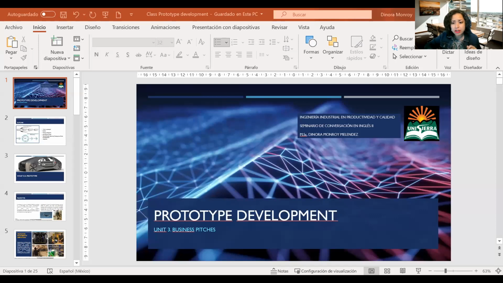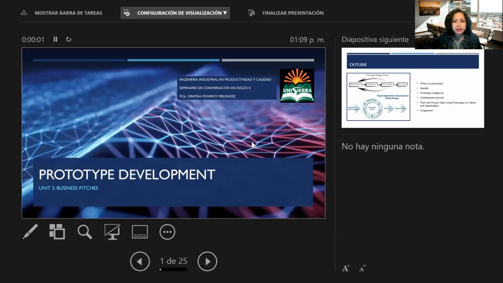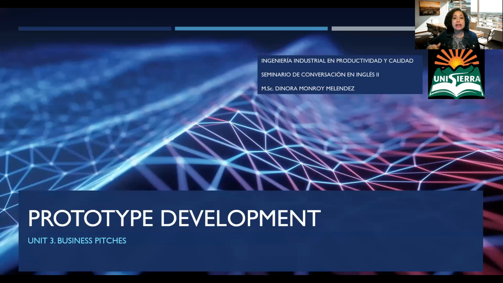For that, we're going to use a PowerPoint presentation, the usual way to go in these classes, and we're going to use it as guidance to talk a little more about the prototype. This is part of unit number 3 that we have been working on. This unit is about business pitches, and right now it's time to talk about prototype development. Let's go and see what it is.